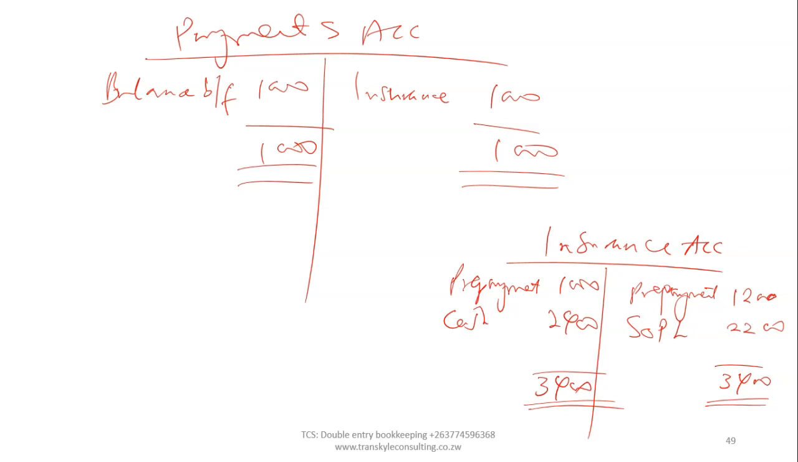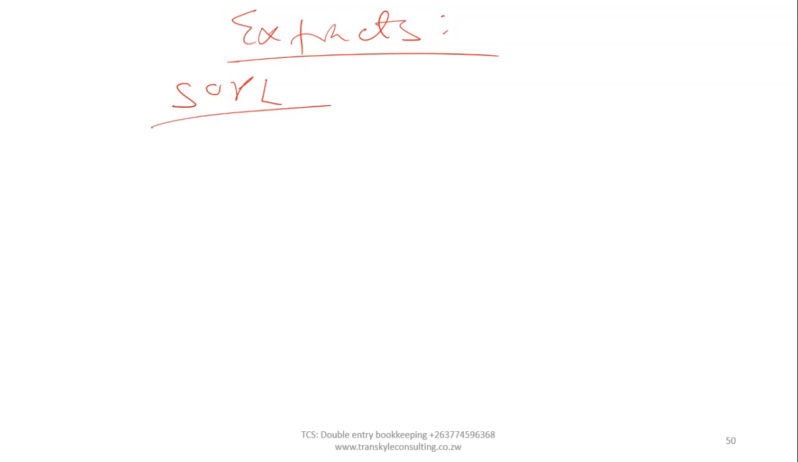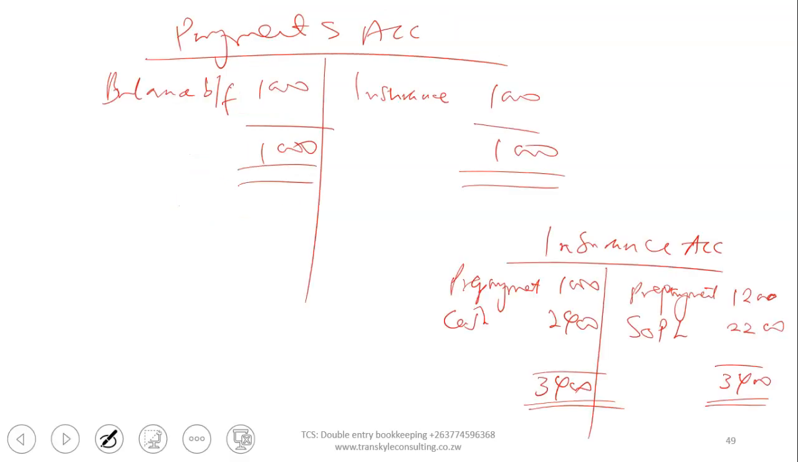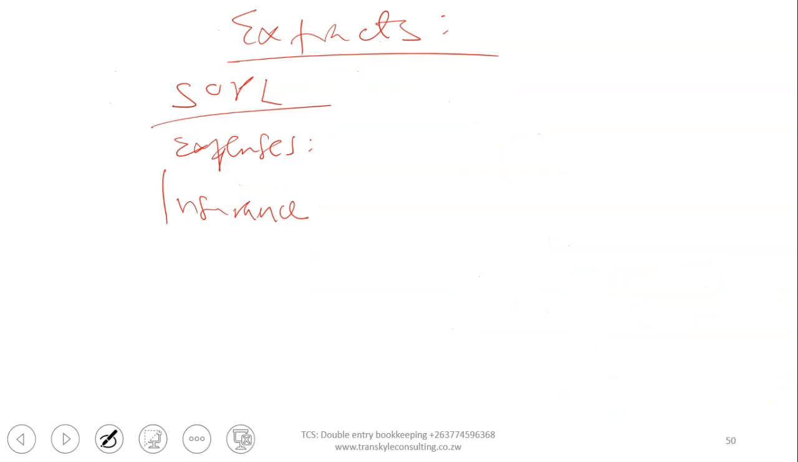So what are the extracts now? We've got the statement of profit or loss extracts. Okay, under the expenses, we have got insurance expense. The insurance for this year should be this one, reported as a transfer to the profit or loss, 2,200.